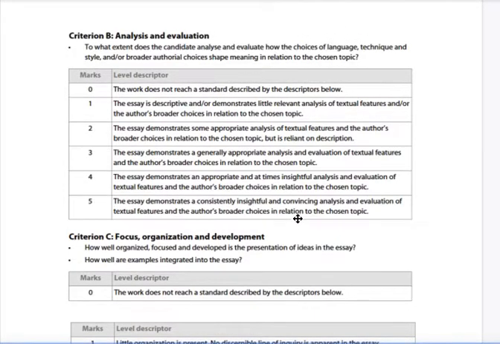At level 5, you're going to be consistently insightful and convincing in analyzing the textual features in relation to the chosen topic. The stylistic features you pick need to be relevant to your topic. So you don't want to get dragged into a discussion of stylistic features or film techniques or elements of the book that you don't then link back to the topic you picked. At level 4, we need to be at times insightful. This is possibly the biggest change from paper 1, this emphasis on insight. It's a big word to have insight. So that's where the relevance of your thesis statement comes in.